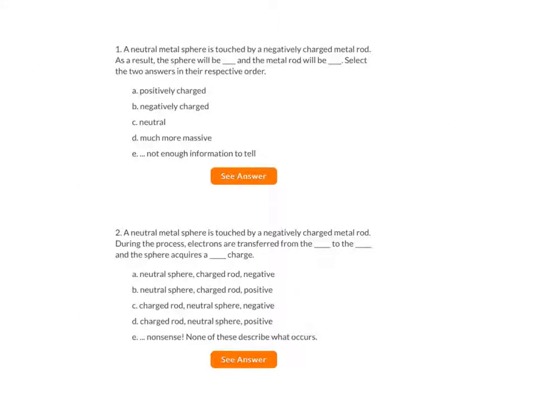So neutral, so go ahead and read the two questions and see if you can get the right answer. For number one, the right answer is B for both of them. Remember that the rod will still be negatively charged after charging by conduction, and so will the sphere. So they will both become negatively charged. How about 2? So the right answer for 2 is C.